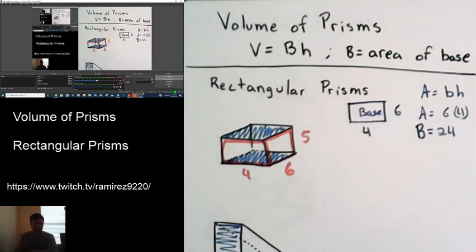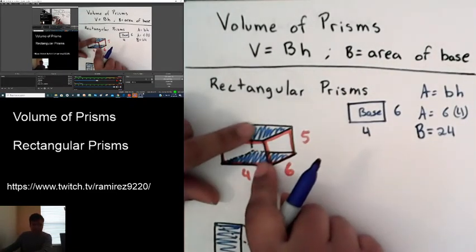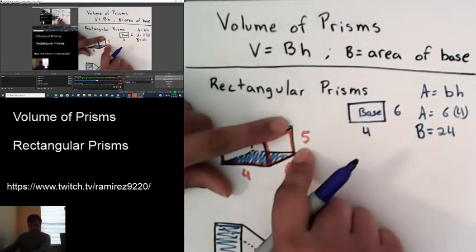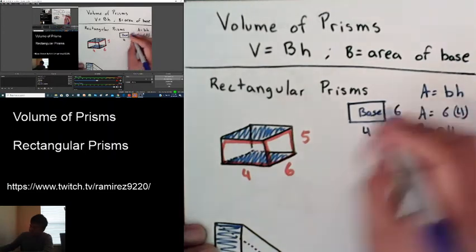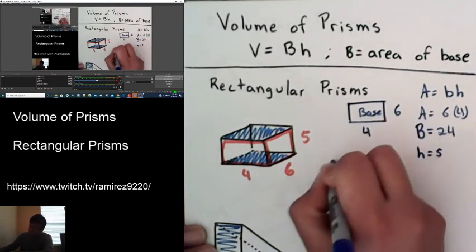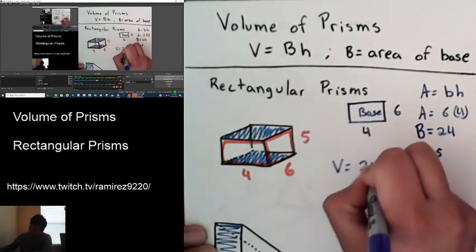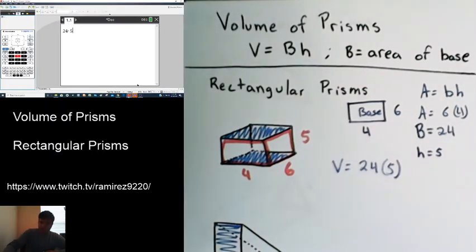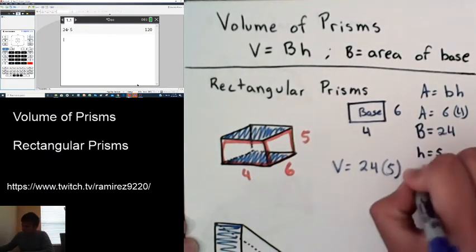So big B again is the area of your base. Now your height is simply the distance between the two bases, the two parallel sides. So here the height is just 5. So your height, we already know it to be 5, and so volume would just be 24 times 5. And 24 times 5 is just 120. So the volume would be 120.